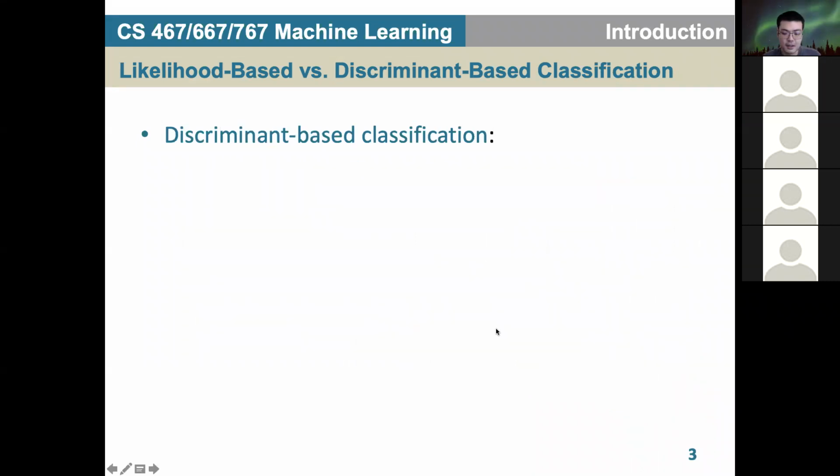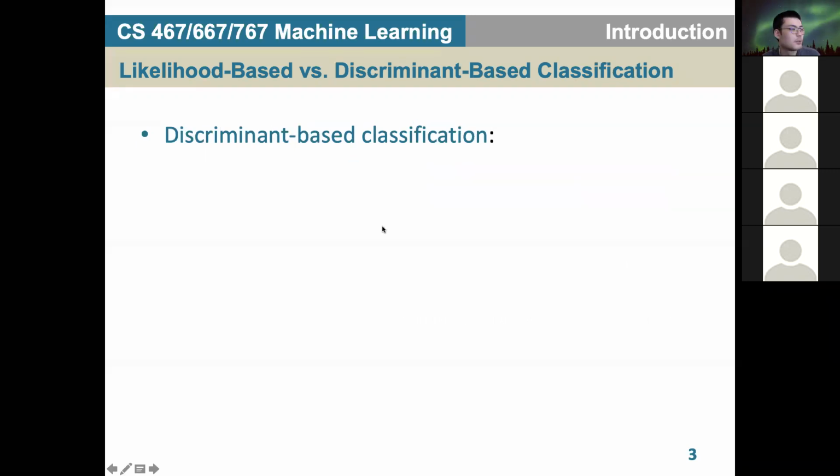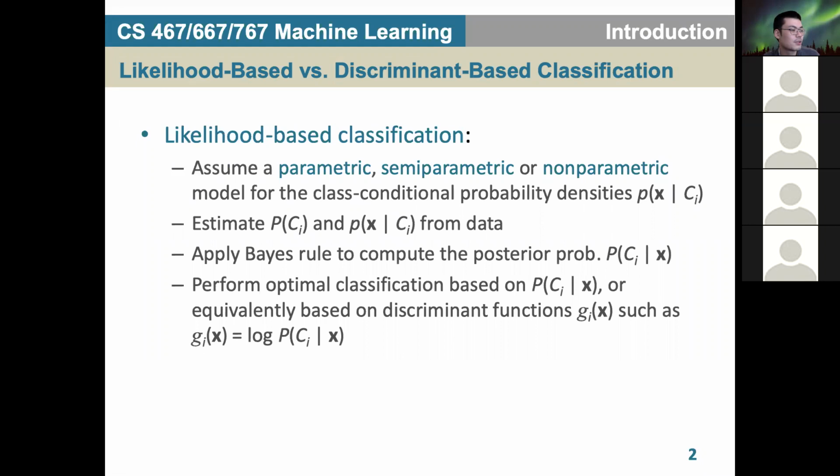If not, let's look at the other one. Previously we talked about likelihood-based classification. Basically, in order to get this discriminant function, which is a posterior probability, we need the prior and the generative probability. Another way to do that is not to go through the probability model at all. We directly assume the shape of the discriminant function, the shape of g_i.